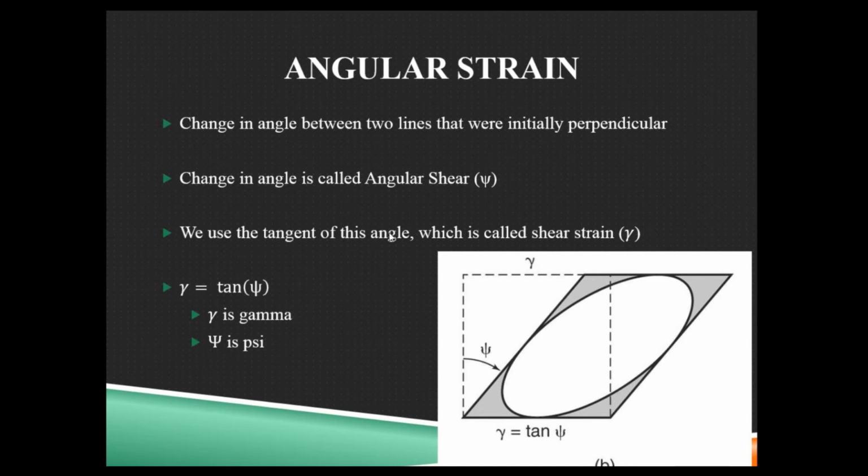So that change in angle is called psi, and then we can calculate shear strain by taking the tangent of psi. So gamma, angular strain, or shear strain, is the tangent of psi, where psi is the angular shear.